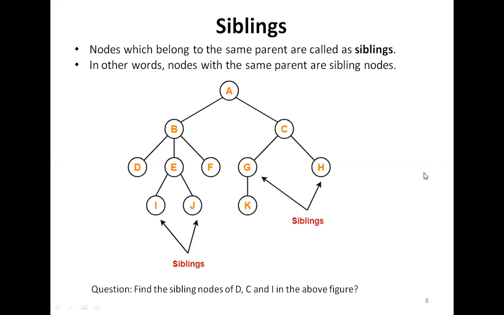And the siblings of D and C. Yes or no? Fine. Which is the sibling of D? E and F. Yes. I's sibling is J, and C's is B. Okay, C's sibling is B. Good.